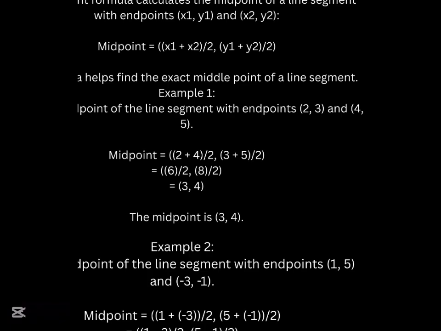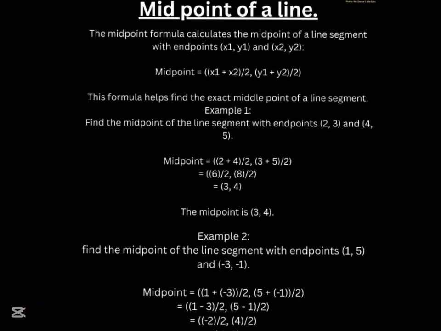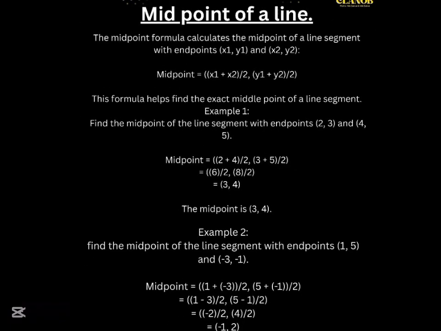So we have another example here to still find the midpoint of the line segment with endpoints (1, 5) and (3, -1). Following the same principle, you'd want to identify or label your x1, y1 and your x2, y2. So summing them both up, we have (-1, 2) as the midpoint.